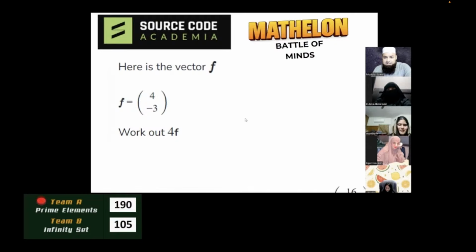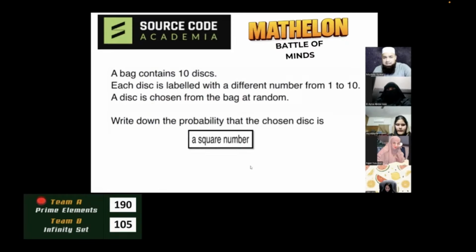The next question is, a bag contains 10 discs. Each disc is labeled with a different number from 1 to 10. A disc is chosen from the bag at random. You need to find the probability that the chosen disc is a square number. 3 by 10. 3 by 10 is the correct answer. 10 more points is awarded to your team. Congratulations. Miss Fajr, team A has given both answers correctly.